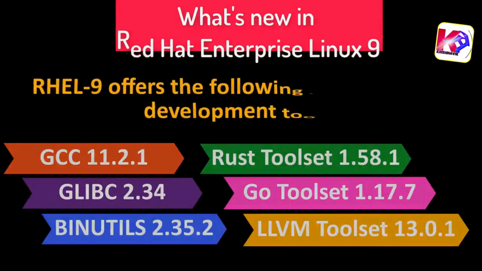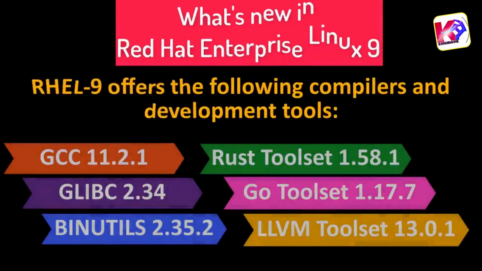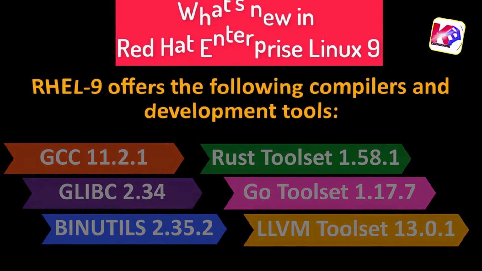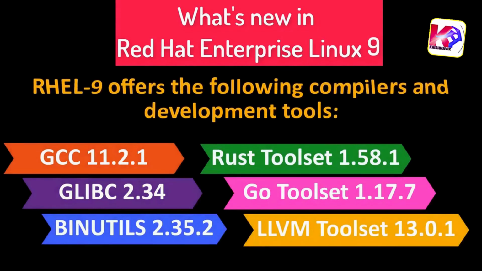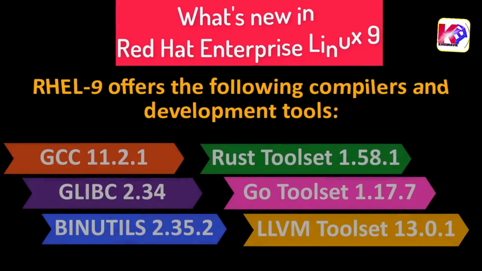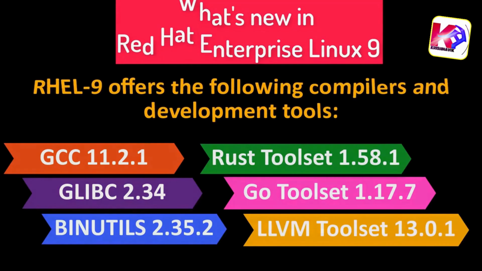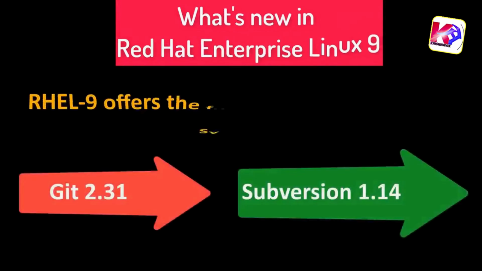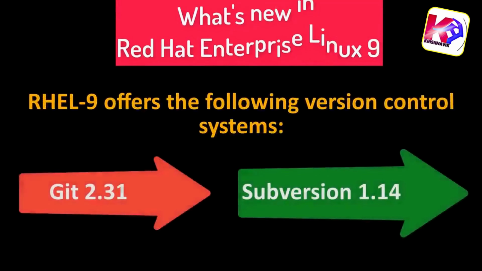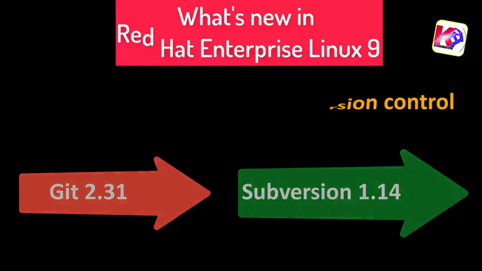RHEL 9 offers the following compilers and development tools: GCC 11.2.1, Rust toolset 1.58.1, glibc 2.34, Go toolset 1.17.7, binutils 2.35.2, LLVM toolset 13.0.1. RHEL 9 offers the following version control systems: Git 2.31, Subversion 1.14.